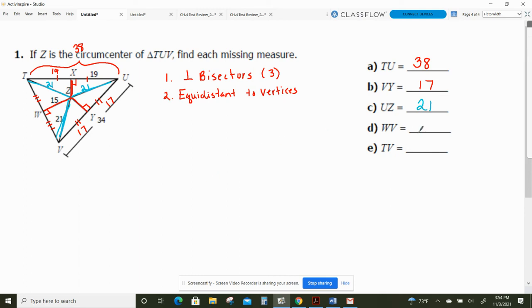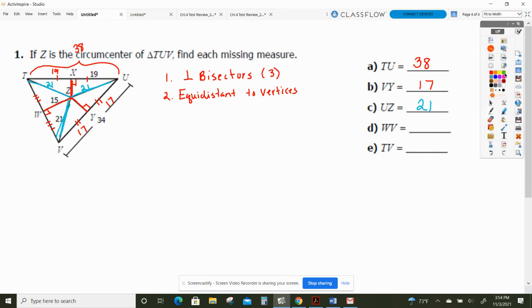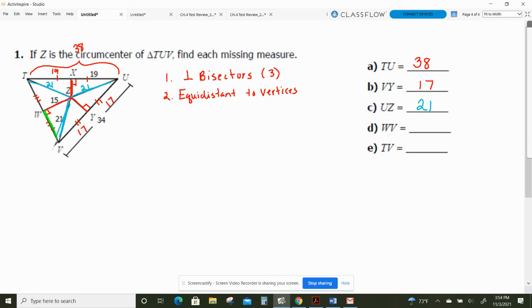And then finally, we're looking for WV. So if you look at WV, WV is here. Don't know anything about that. But look at this right triangle right here. We have this right triangle where we know 2 sides. And if we find this third missing side, I'm just going to put x there, then that would give us WV. So I'm going to use this triangle and I'm going to do the Pythagorean theorem.